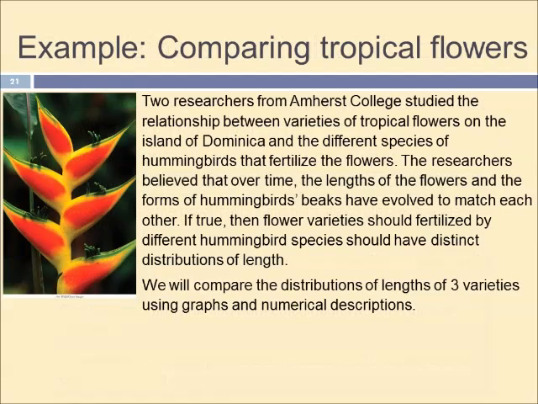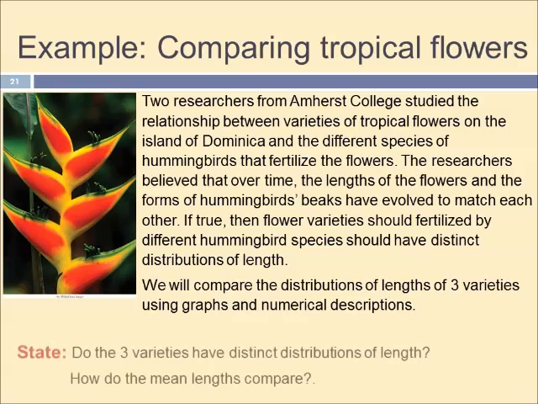So let's do an example comparing tropical flowers. 2 researchers from Amherst College studied the relationship between varieties of tropical flowers on the island of Dominica and the different species of hummingbirds that fertilize the flowers. The researchers believed that over time, the lengths of the flowers and the forms of the hummingbird beaks have evolved to match each other. If true, then flower varieties fertilized by different hummingbird species should have distinct distributions of length. So we will compare the distributions of lengths of 3 varieties using graphs and numerical descriptions.